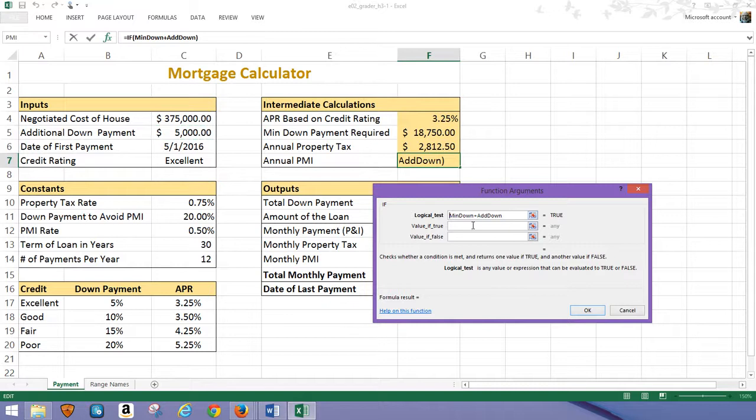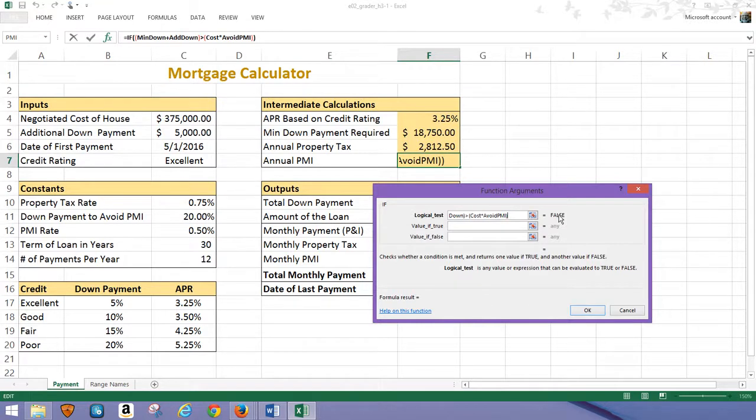And I'm going to put those in parentheses because I want to make sure that happens first. And then I want to see if that is greater than, and I'm going to put a parenthesis again, the negotiated cost of the house times the down payment to avoid the PMI. And then I'm going to have a close parenthesis.